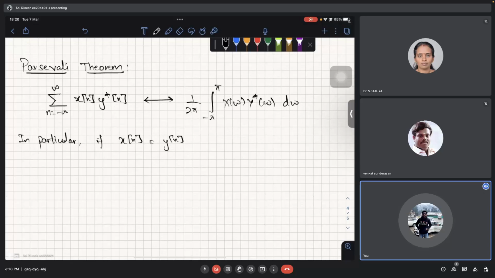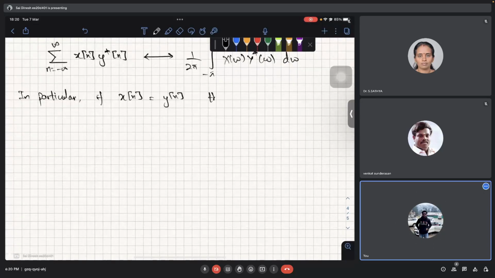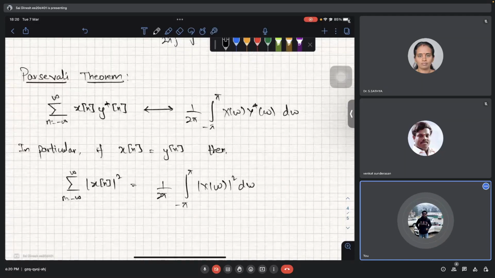In particular, if x of n equals y of n, then the summation over n equal to minus infinity to infinity of x of n square equals 1 by 2 pi times the integral from minus pi to pi of x of omega square. Can anyone tell me why it is minus pi to pi here and not minus infinity to infinity? It's a basic property of the DTFT. Can you tell me that?